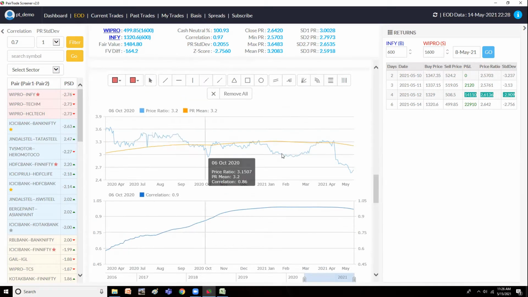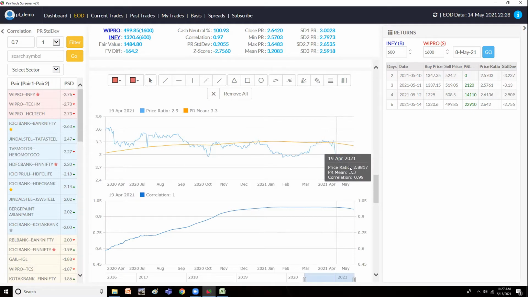The price ratio chart will display on a day-to-day basis how the price ratio has moved, and the mean price ratio is also plotted here on this orange line. You see, as the price ratio is falling, the mean is also falling towards that price ratio. So if the price ratio stays below the mean for a longer period of time, slowly the mean price ratio will catch up with the price ratio.